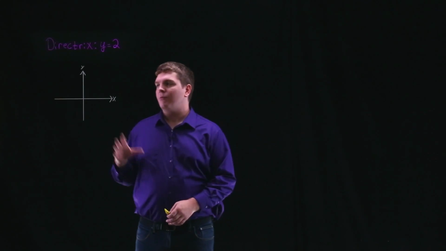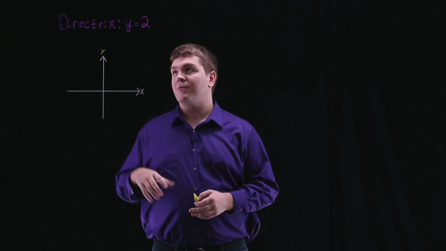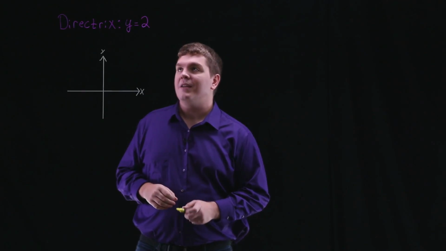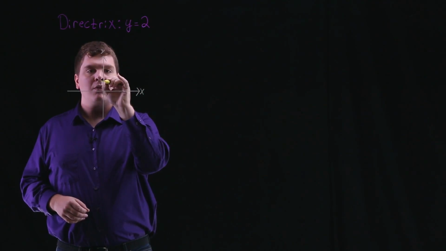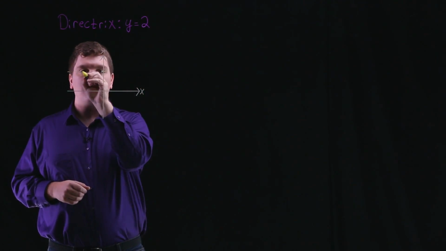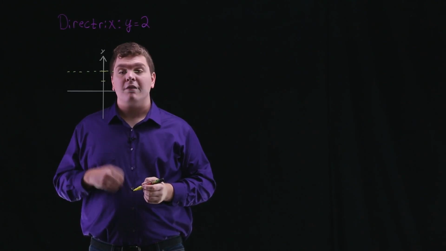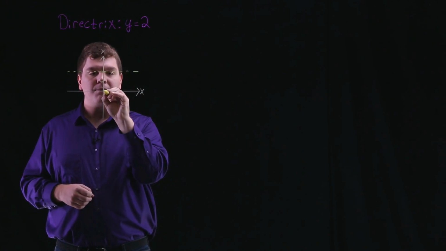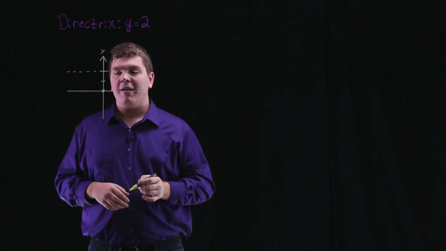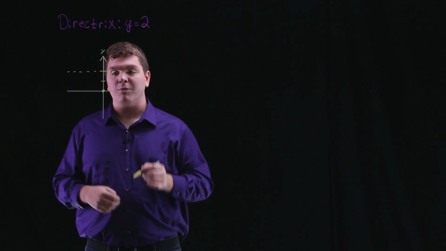So what I like to do when starting a problem like this is first sketch a really rough sketch of what our parabola is going to look like. We know that the directrix is at y equals 2, so we can imagine coming up 2 on the y-axis and drawing a horizontal line. We also know that the vertex of our parabola is at the origin, so I'll put a point at 0, 0. And just by looking at this, we know that our parabola is going to open downwards.